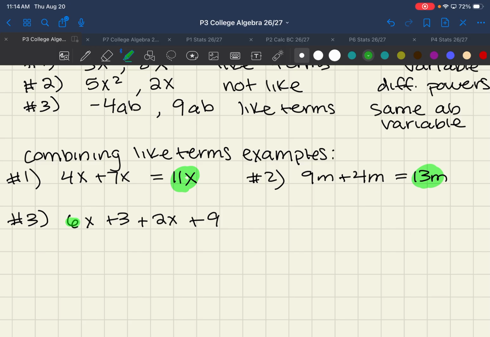What would be the like term for 6x? 2x. What would be the like term for 3? 9. Since I highlighted them in the same color, that's showing us that they are like terms. So I'm going to just combine the like terms. 6x plus 2x is 8x, and 3 plus 9 is 12. So plus 12. That would be my answer.